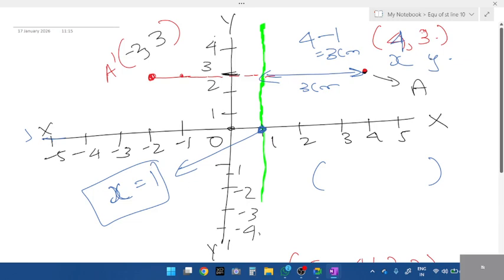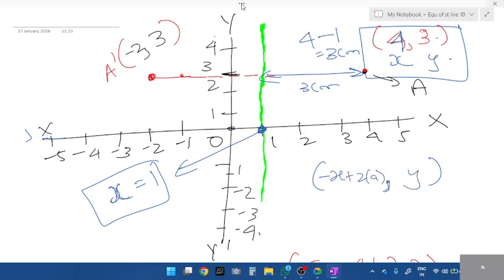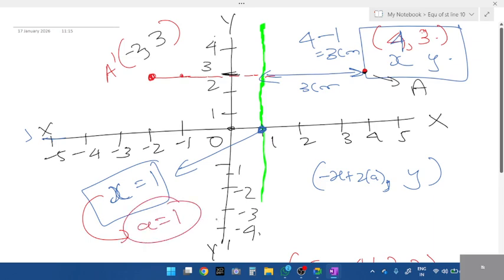So which one has extra value? The object is 4 comma minus 3. Which one has extra value, x or y? Which one has two values? x has two values. So the x value will change. Minus x plus 2a, comma y. Now, wherever the image is, the mirror is given, this x you take as a, students. a is equal to 1.